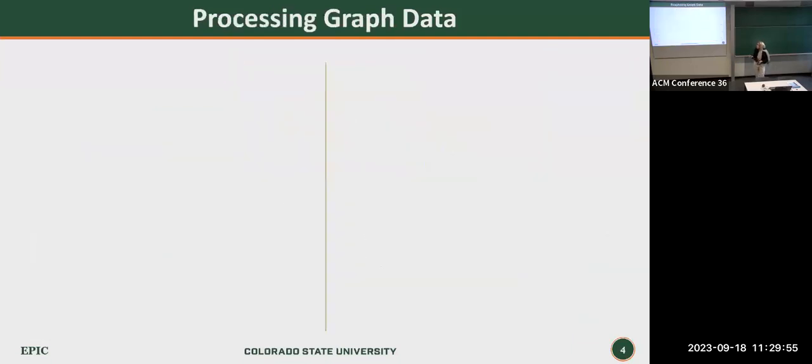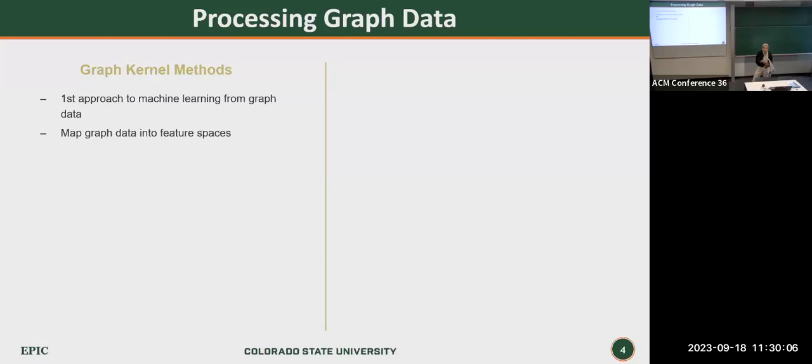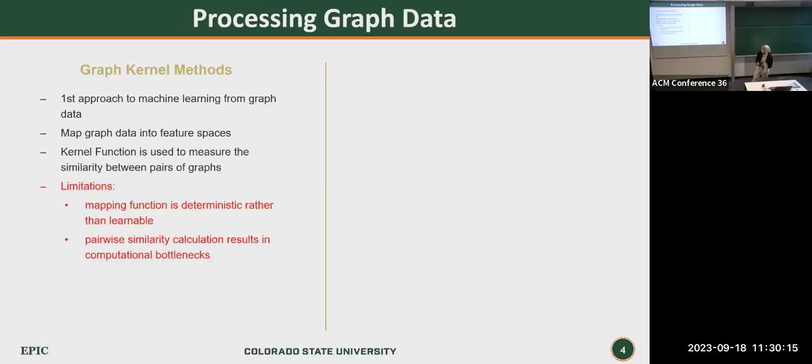Next, how can we process graph data? Traditionally, there are graph kernel methods. These are considered the first approach to machine learning from graph data. They mainly map the graph into feature spaces and then use the kernel function to measure the similarity between pairs of graphs. Nevertheless, there are a number of limitations with these methods. Mainly, the mapping function is deterministic rather than learnable, and the pairwise similarity calculation usually results in many computational bottlenecks.